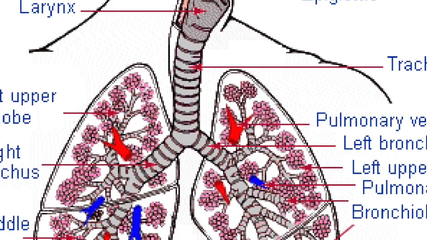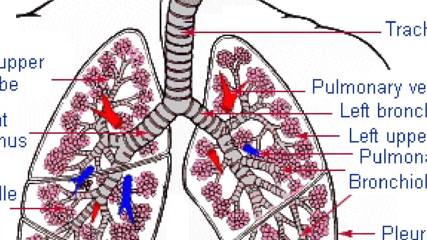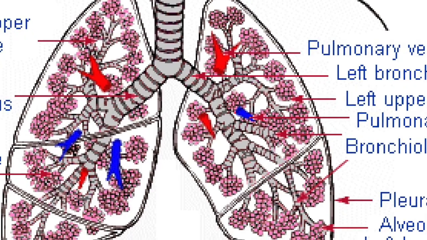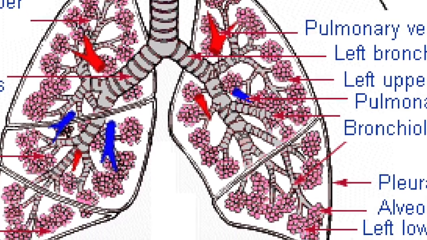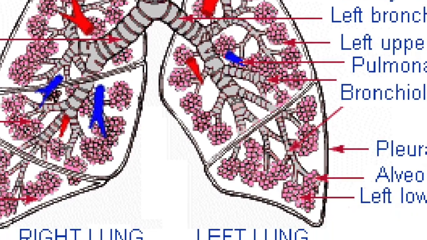Here we can see, as we zoom in, the alveoli are the little pink grape-like endings on the terminal bronchi. And it's those that have the connective tissue around them, forming lobules.